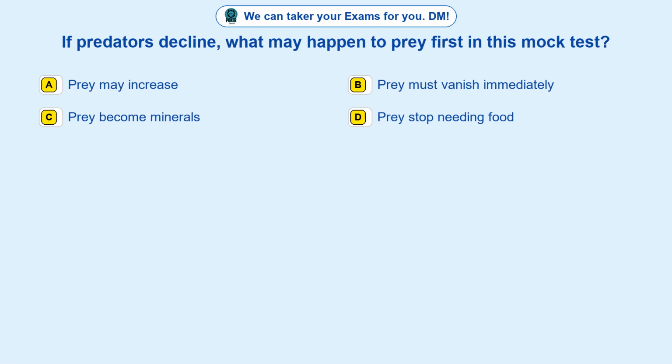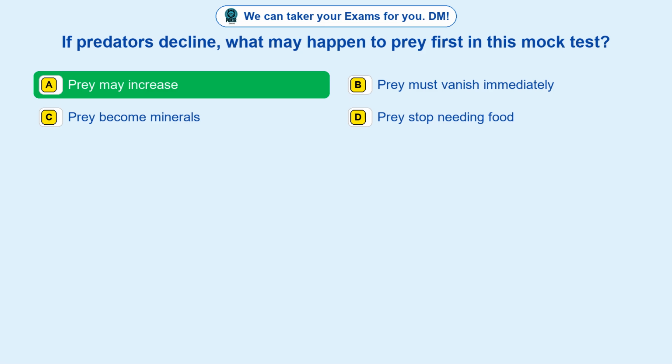Question 18. If predators decline, what may happen to prey first in this mock test? Option A. Prey may increase. Option B. Prey must vanish immediately. Option C. Prey become minerals. Option D. Prey stop needing food.